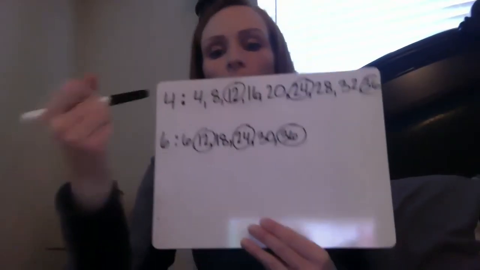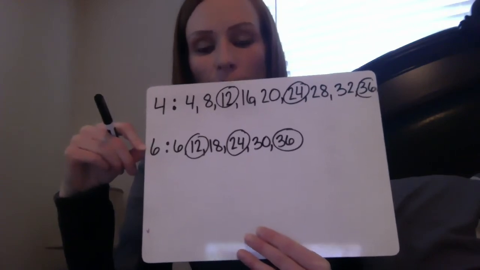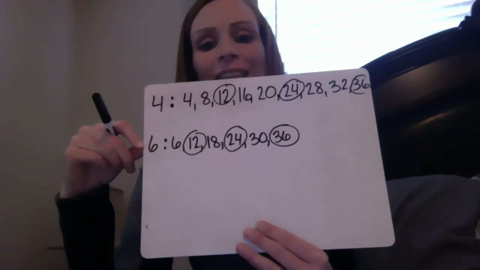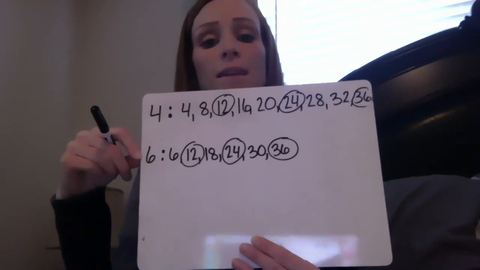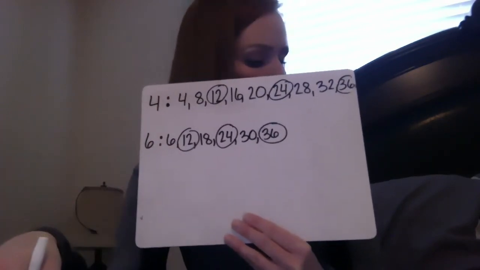So between 4 and 6, I've written out multiples up until 36, and I've circled ones that they have in common. So in order to find the least common multiple, which is abbreviated LCM, we see that the least common multiple of these two numbers is 12. So now they want us to find the least common multiple of 6 and 8.